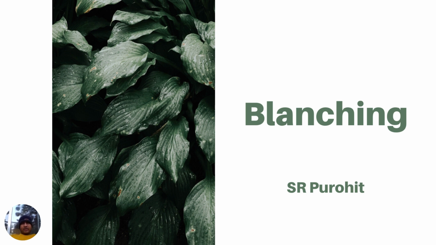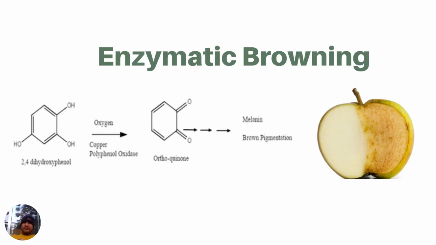So today we are going to discuss a thermal process called blanching. Before we discuss more about blanching, because blanching is a solution, a thermal process, a solution, we need to understand the problem. And the problem is enzymatic browning.